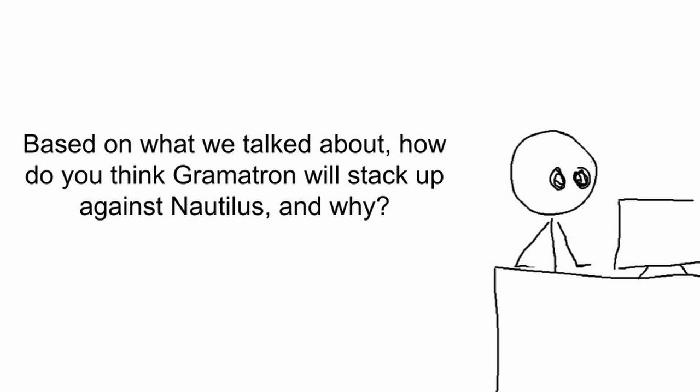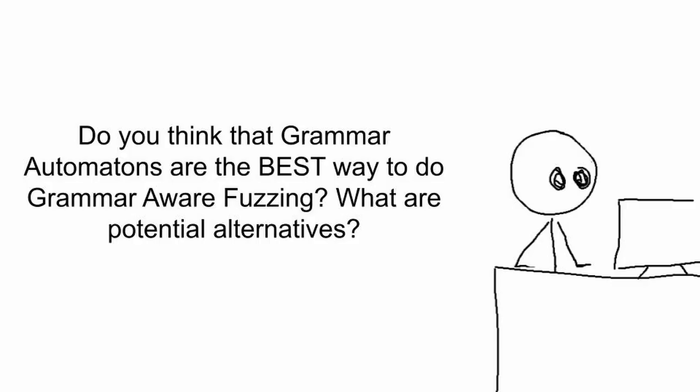And the second question I have is, do you think that grammar automatons are the best way to do grammar-aware fuzzing? And if so, what are some potential alternatives? You don't have to have a super concrete answer for this one. I just want you thinking about some potential alternatives to automatons. There's no right answer, and I don't even have a great answer for this question either. It's just a way to get you looking at fuzzers and grammar-aware fuzzing in a different way.